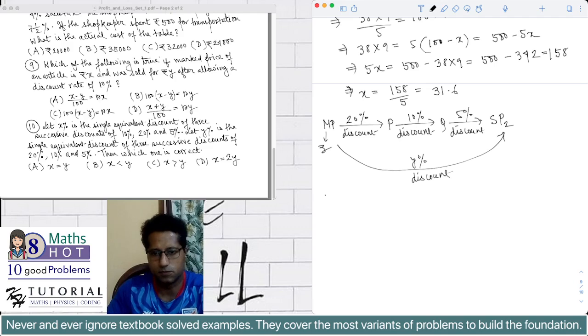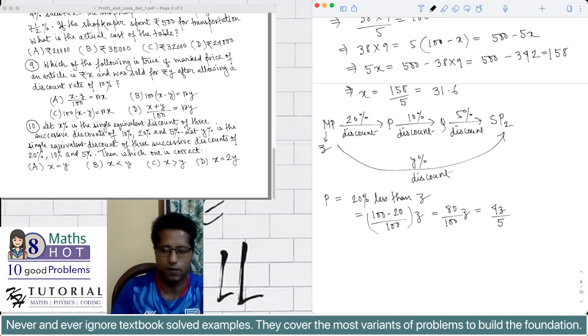First, we have to find what is P. P is equal to 20% less than Z, which is equal to 100 minus 20 divided by 100 multiplied by Z, which is equal to 80 by 100 Z, which is equal to 4Z by 5.